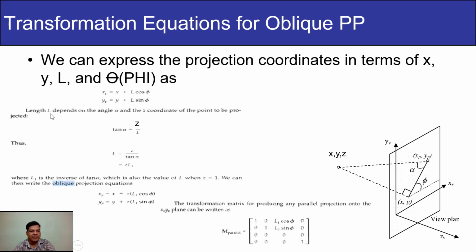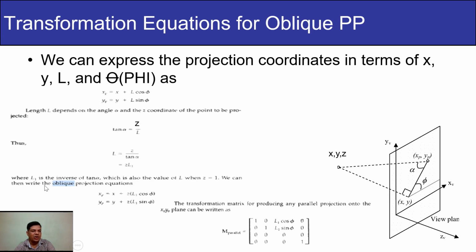Now this line has length capital L. Length L depends on the angle alpha and the z coordinate of the point to be projected. So from this small triangle we can conclude that tan alpha equals capital Z upon L, and we can say that L equals Z upon tan alpha, and 1 upon tan alpha we can write as L1. So L equals Z L1, where L1 is the inverse of tan alpha, which is also the value of L where Z equals 1.